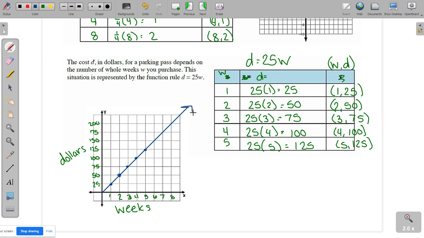And don't forget to put arrows on the end, because this continues on, so you could find out if this was for one full year, you would do 52 for the weeks and find the dollar amount there. And then if you did 0 weeks, it would have 0 amount of dollars. So let's continue on.